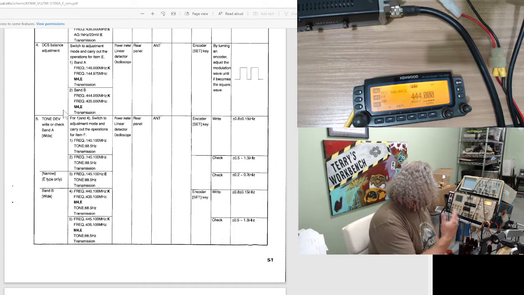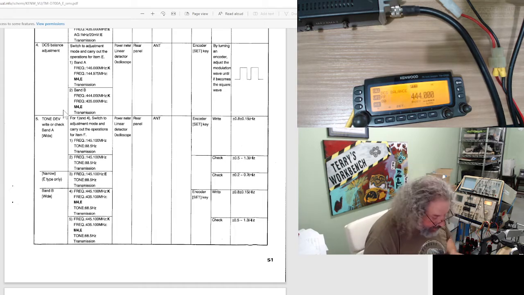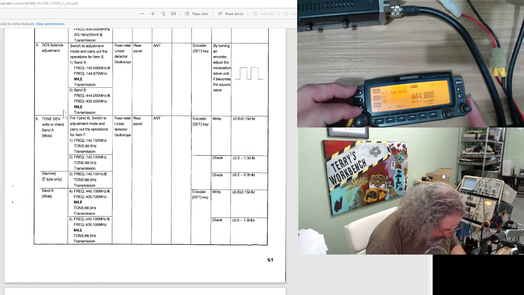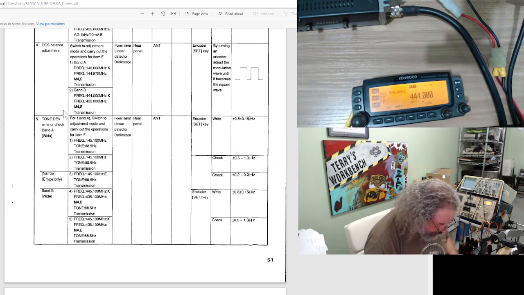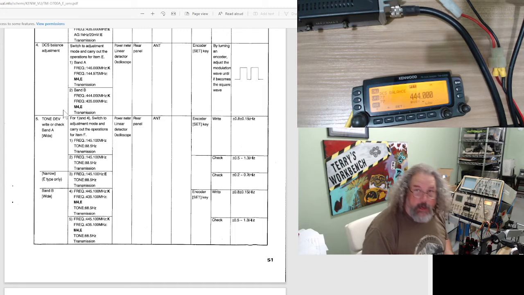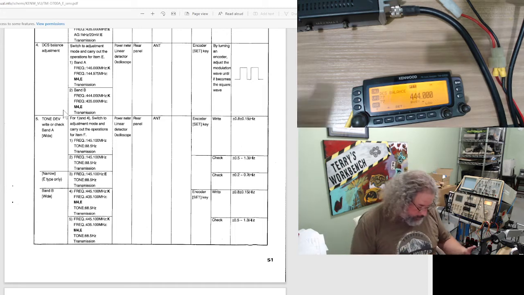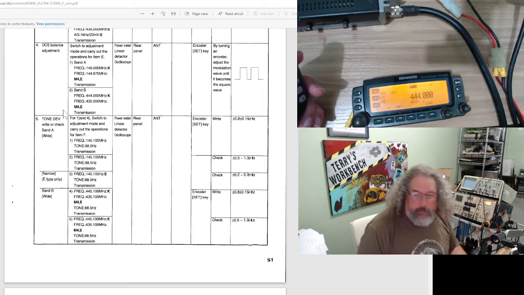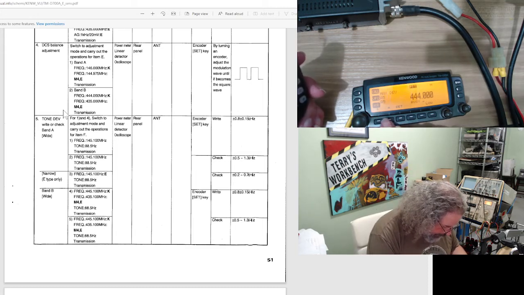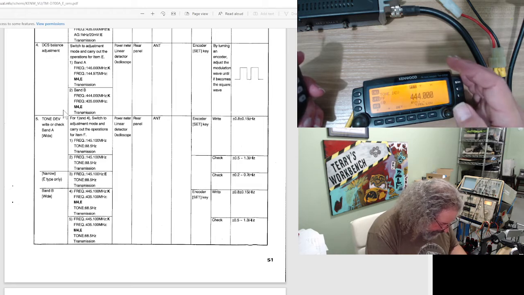And of course I can't set it because I can't receive. What I can do is set it the same. There we go. It ought to be good enough for government. Okay, so we've got that set. Now we get to do tone deviation.